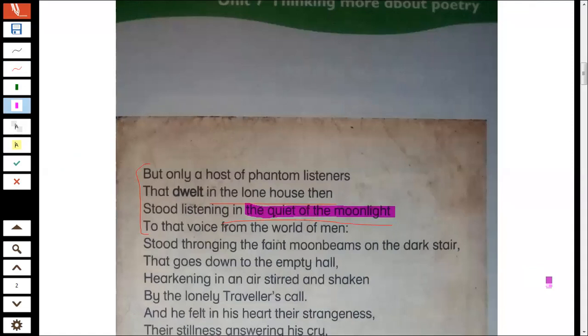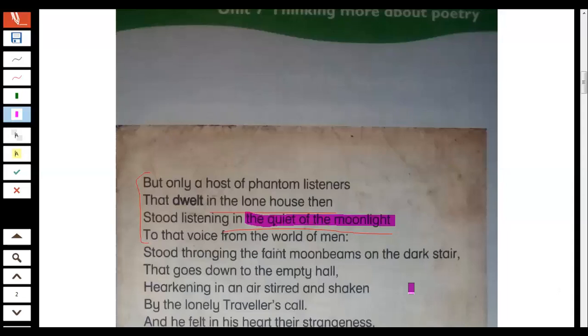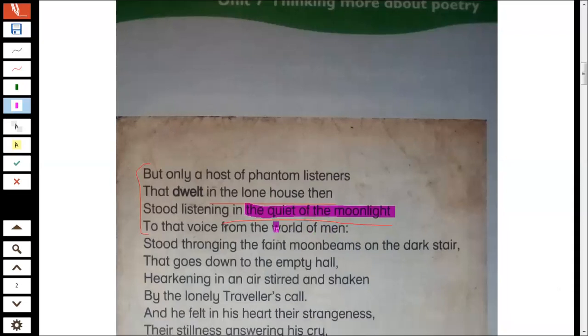Actually, there are two figurative devices and sounds. So just to revise with you now, stood listening in the quiet of the moonlight, quiet and light, there is rhyming in the line. So we have rhyming in the same line. Quiet of the moonlight is having a quality of a human being. So that is personification. To that voice from the world of men. When I have the world of men, it confirms the idea that inside the house, they have their own world, which is the world of ghosts.